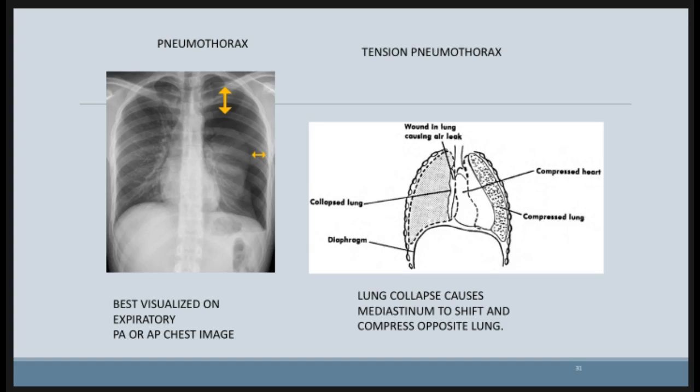When a lung is collapsed, it can sometimes cause the mediastinum to shift and compress the other lung. And expiration on a chest x-ray is really a good way to visualize a pneumothorax. So that's why it's important to look at the history of the patient to decide whether you need to do an inspiration chest x-ray or an expiration chest x-ray for pneumothorax.